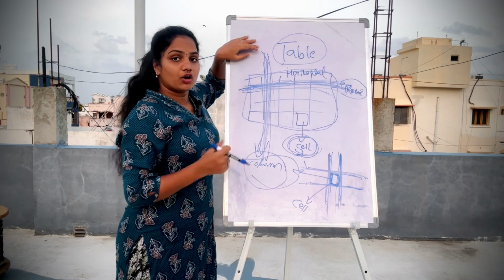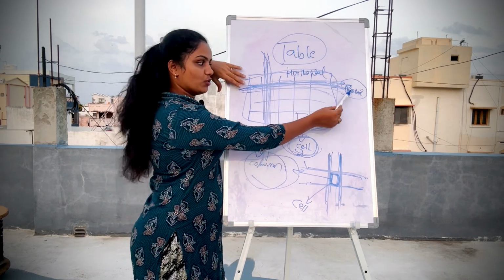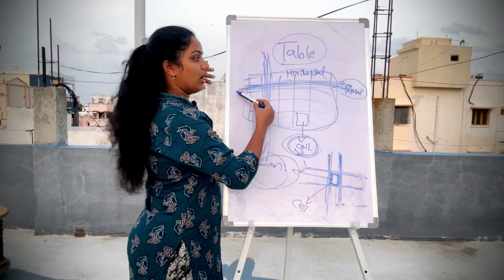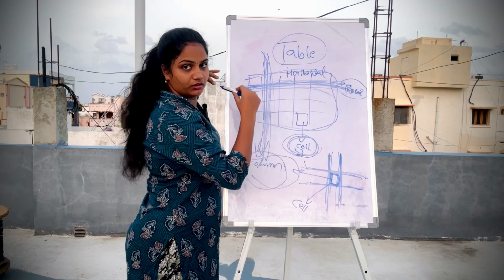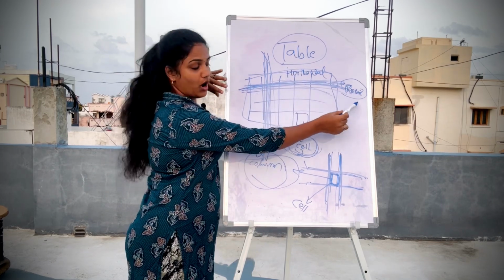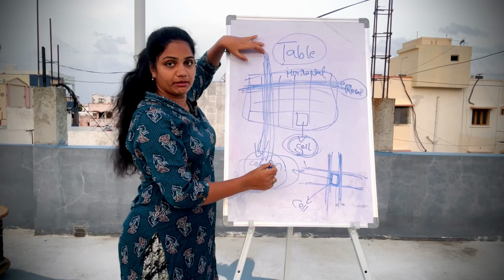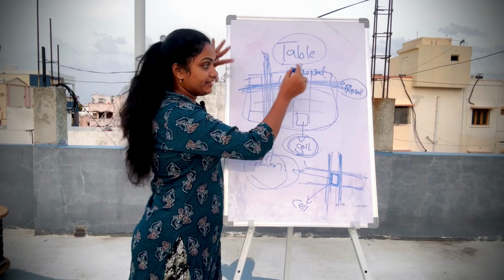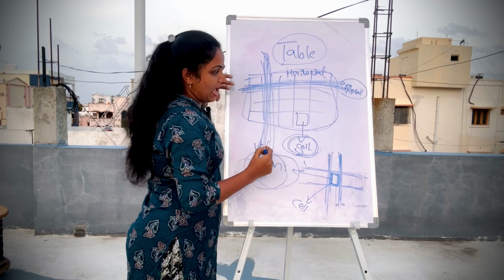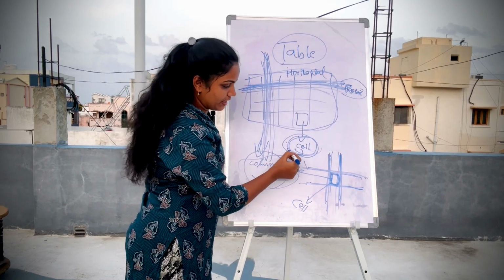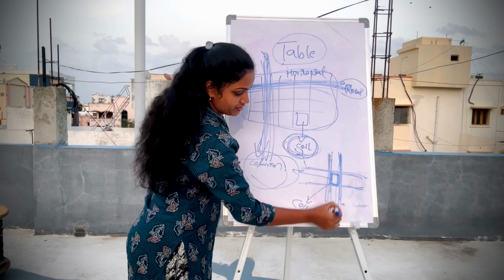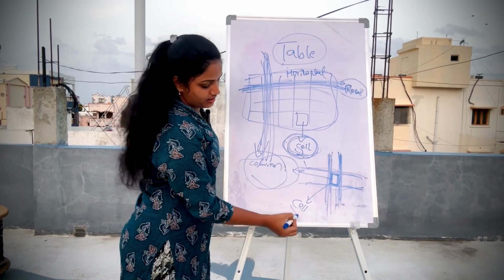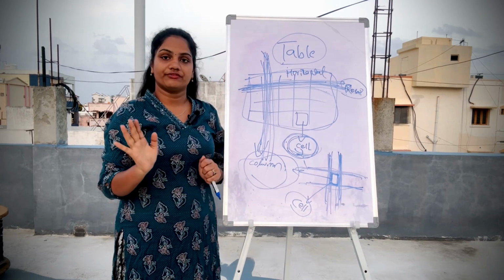Let me explain again. Table is the combination of rows as well as column, and the horizontal portion of table is known as row and vertical portion of table is known as column, and the intersection of rows as well as column is known as cell. That's it.